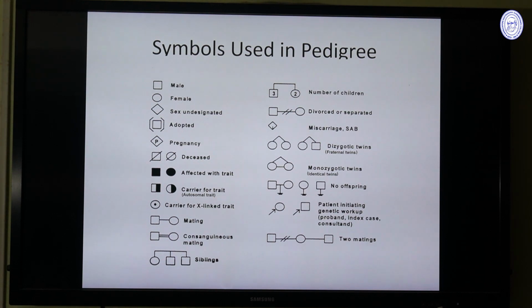This arrow line shows the individual who has come to the geneticist or the pedigree analyst. So, this individual is called propositus, or proband. This line shows the 2 marriages of the same individual.